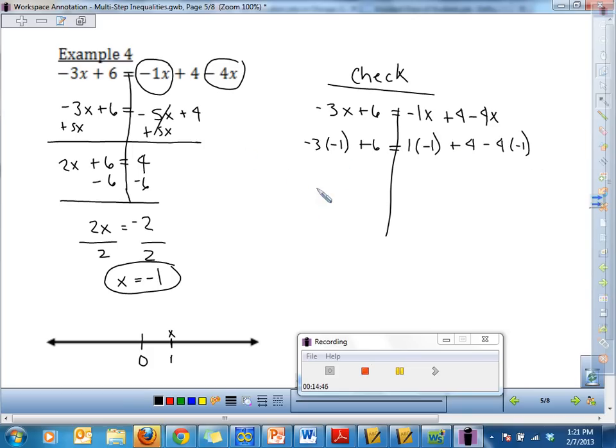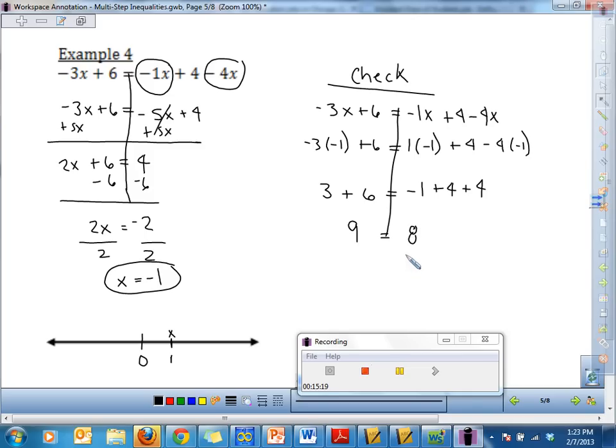So negative 3 times negative 1 is positive 3. Negative 1 times negative 1 is negative 1, plus 4. Negative 4 times a negative 1 is a positive 4. Alright, let's see. 3 plus 6 is 9. Negative 1 plus 4 gives me 8.